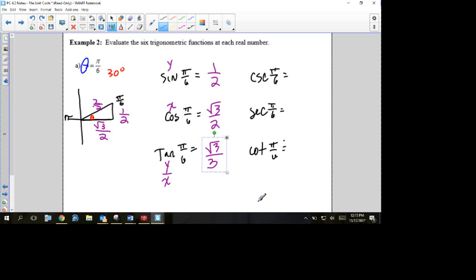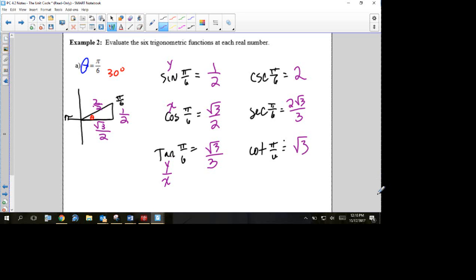Yay! All right. Cosecant, I'm just flipping each of these now. So this is 2. That one is flip it and rationalize it, but I have it memorized, so I don't have to do that part anymore. And then flip this one, rationalize it, and I have it memorized, square root of 3. Okay?